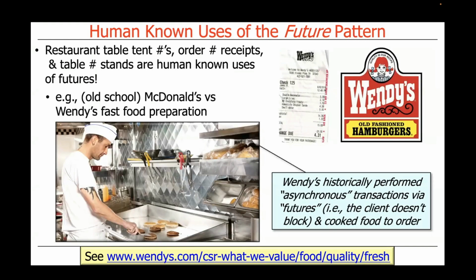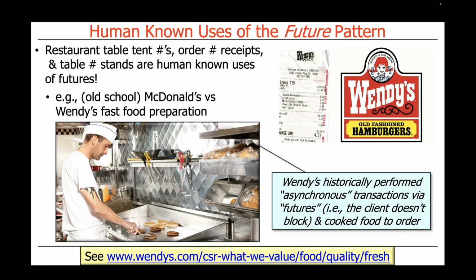In contrast, Wendy's way of doing things was to perform asynchronous transactions using futures. In other words, you would place your order, they would give you a receipt with a number on it, or a table tent number, or a table number stand, or whatever it was back in the day. And that way, you didn't have to block after you placed the order. You would get the order placed, they would often give you a cup, you would go fill your own drink, and then at some point, your food, which had been cooked to order, would be delivered to you.